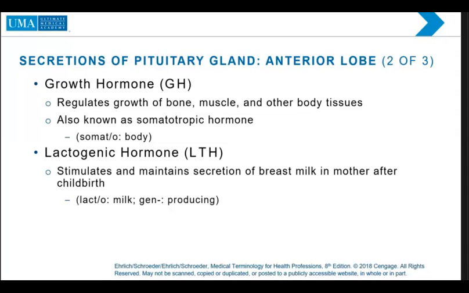2 other hormones, your growth hormone. This regulates growth of bone, muscle, and other body tissues. It's also known as the somatotropic hormone, and you see there somat or somato means body. And then you have your lactogenic hormone, and this stimulates and maintains secretion of breast milk in the mother after childbirth. And they also break this term down for you. You see lacto means milk and gen means producing.